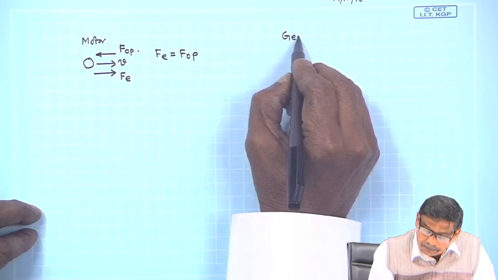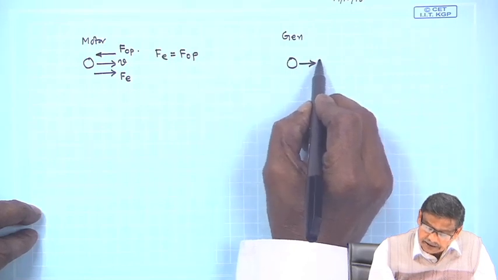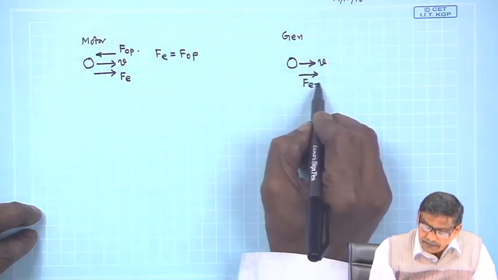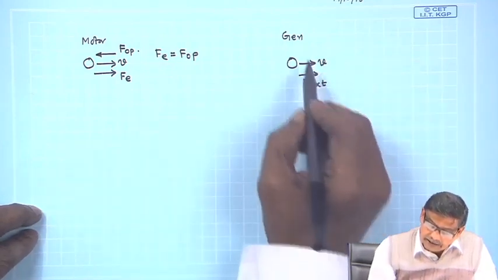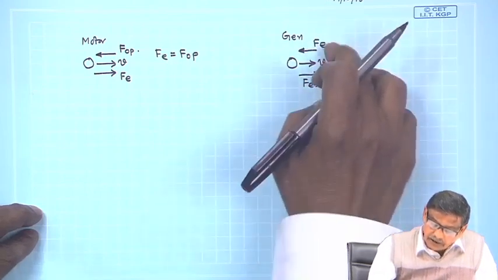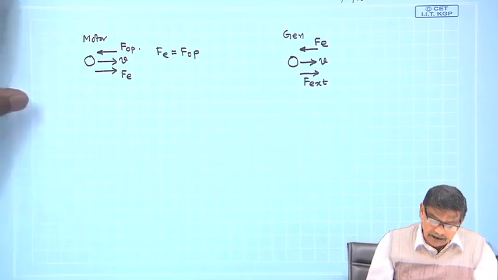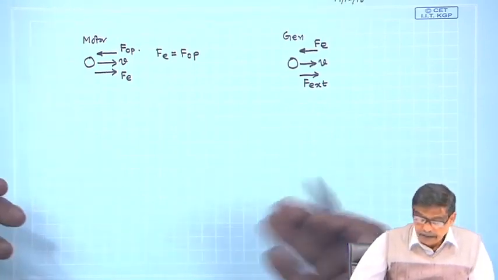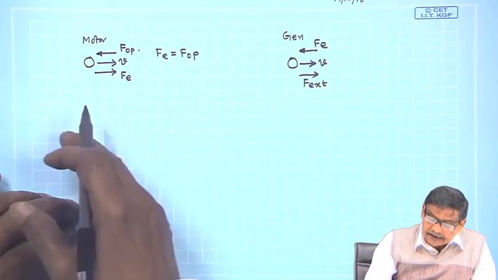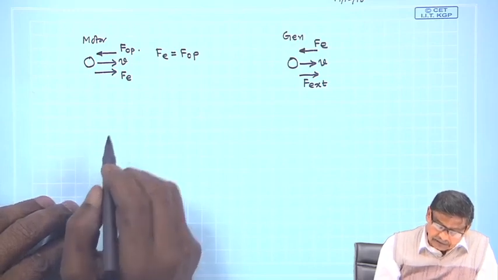For generator mode, it will be like this: the direction in which it will move is decided by the external force I have applied, and electromagnetic force will be in the opposite direction. And when these two are equal, it will run at a constant velocity v. Just one point I would like to tell, because the next course of action in understanding rotating machine will be to go from linear to rotational thing.